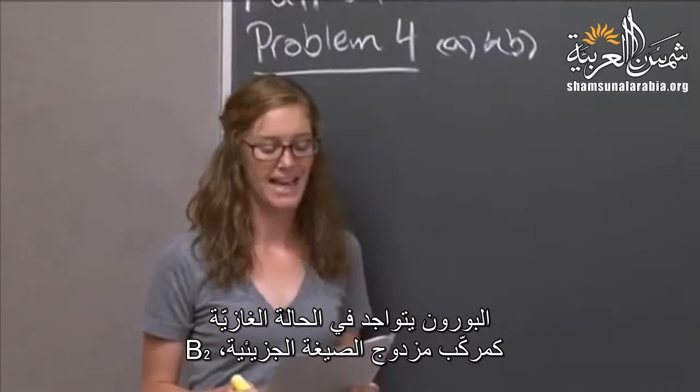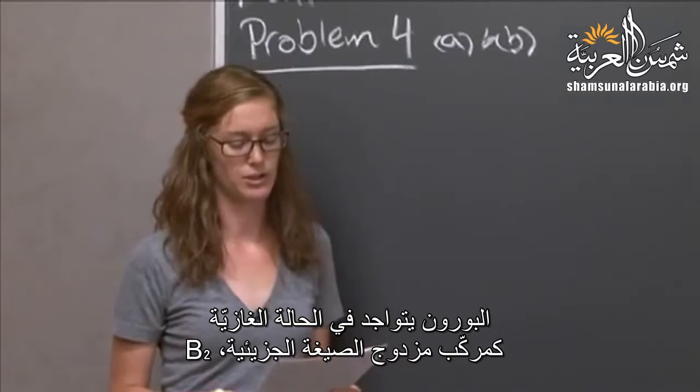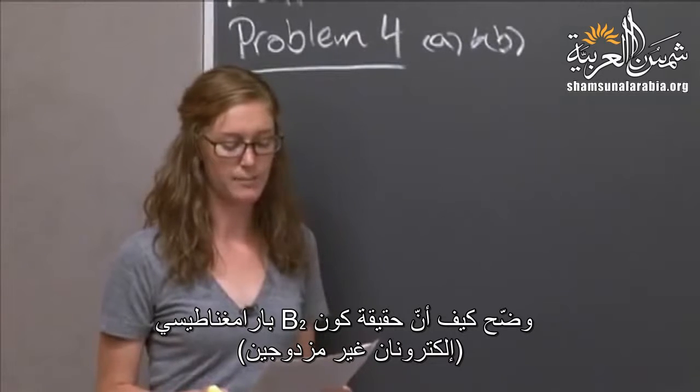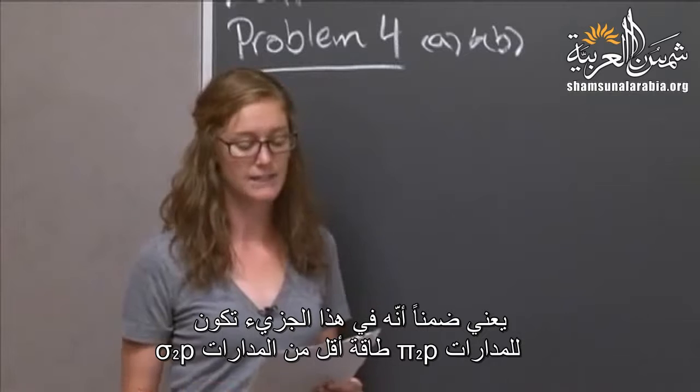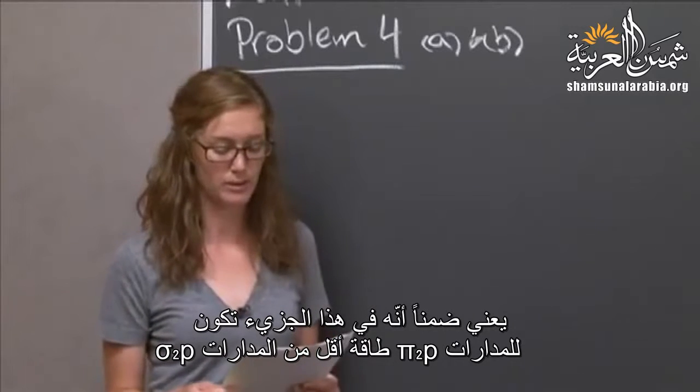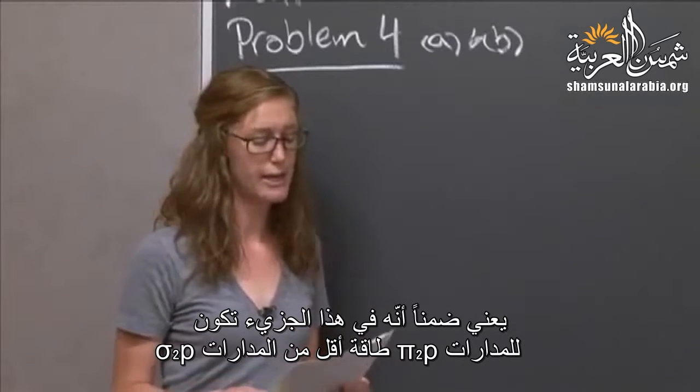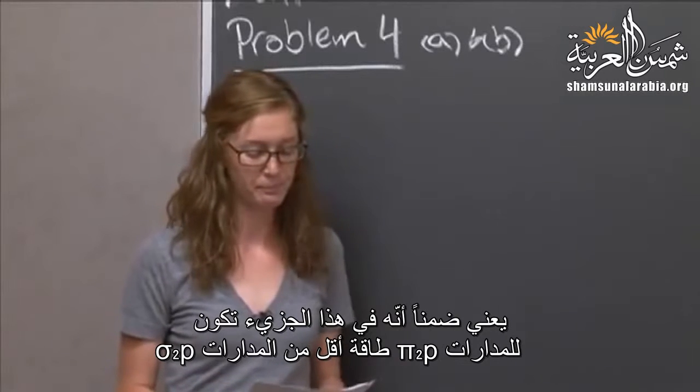Boron exists in the gas state as the dimer boron 2. Explain how the fact that B2 is paramagnetic, 2 unpaired electrons, implies that in this molecule the pi 2p orbitals must lie at a lower energy than do the sigma 2p.